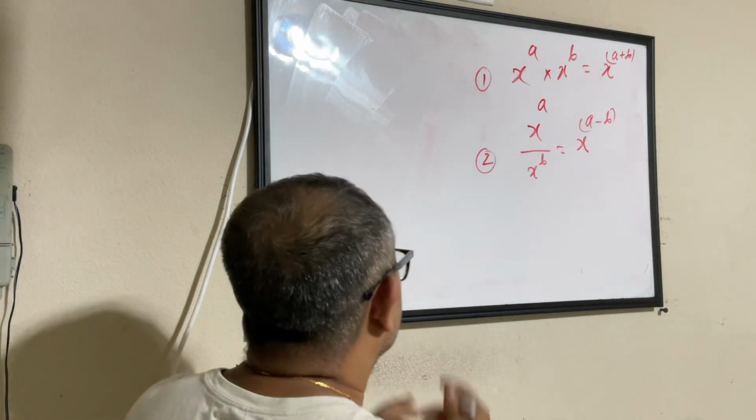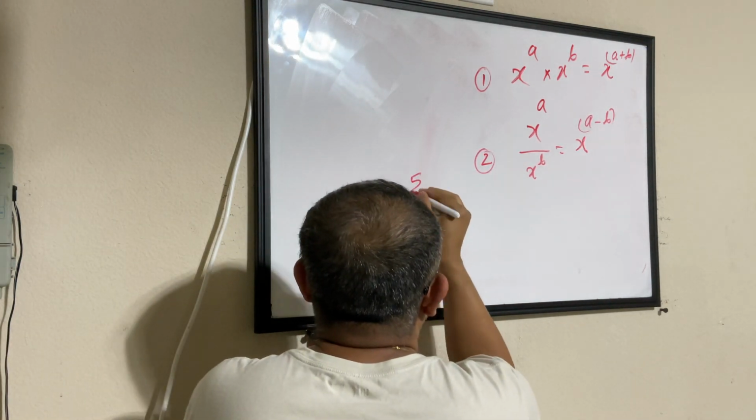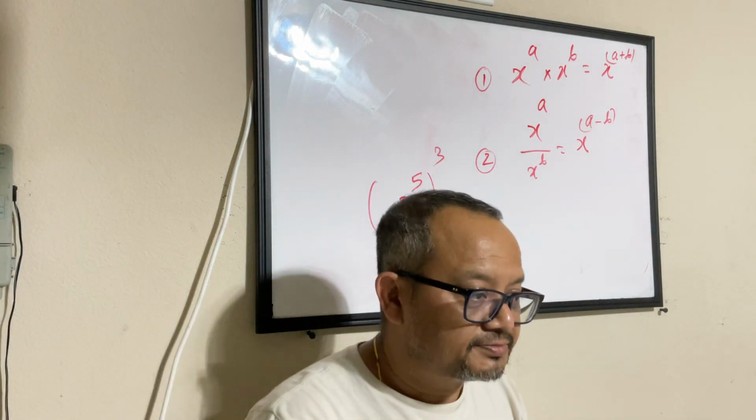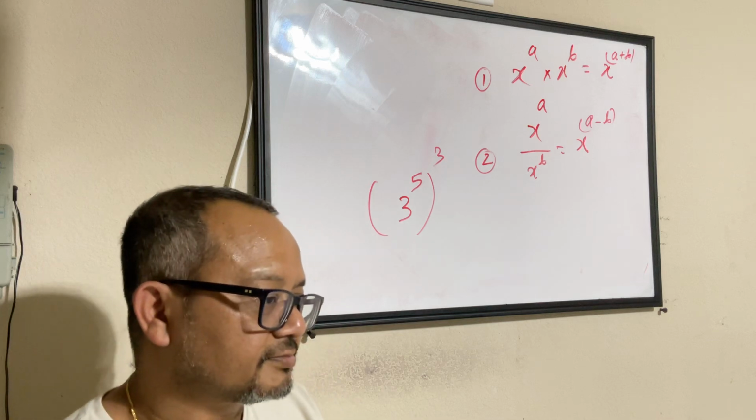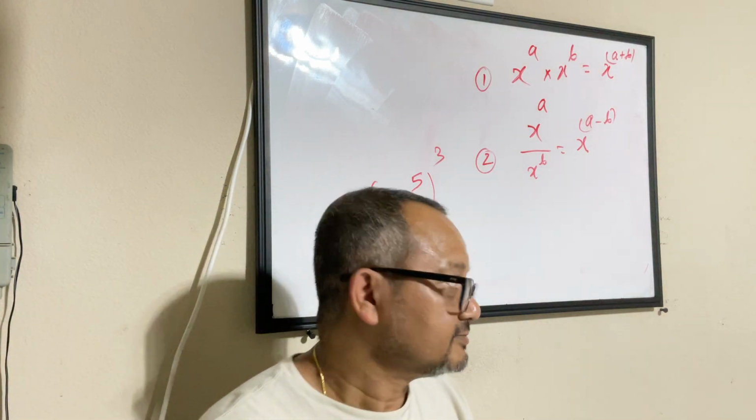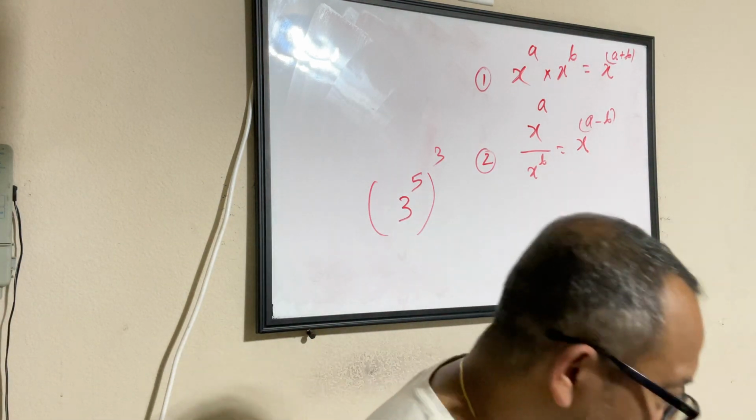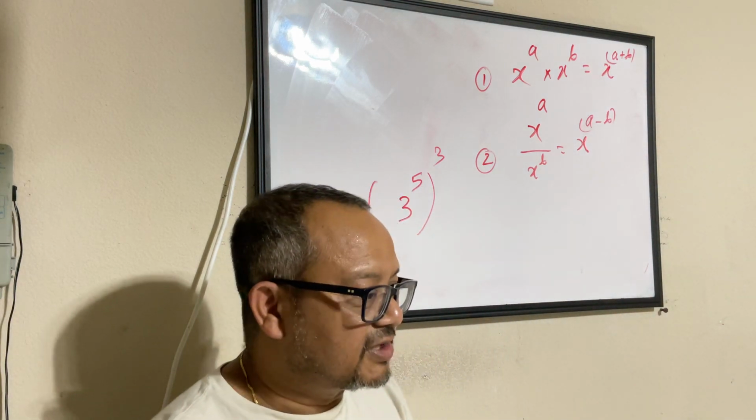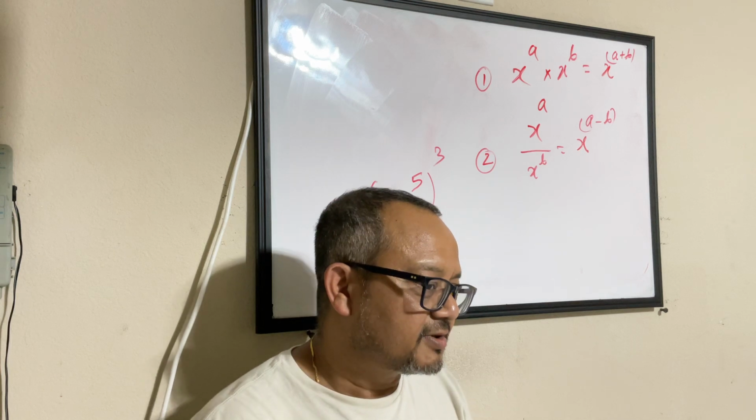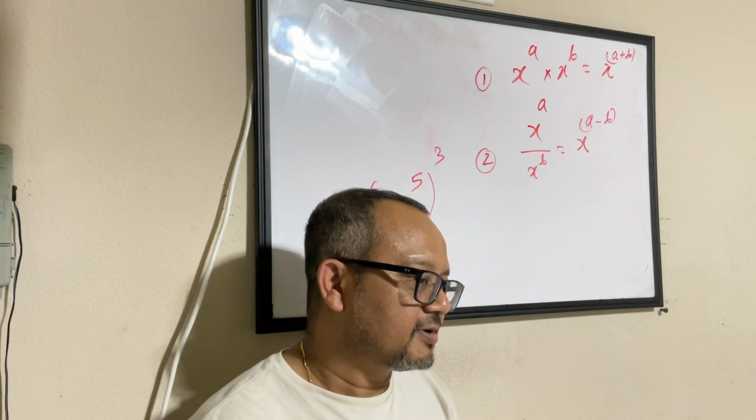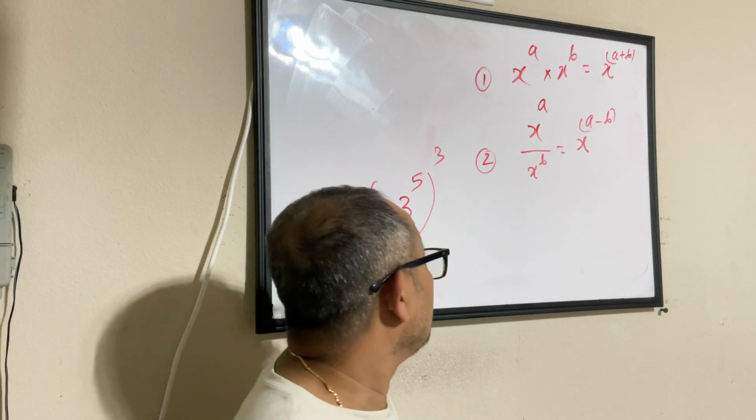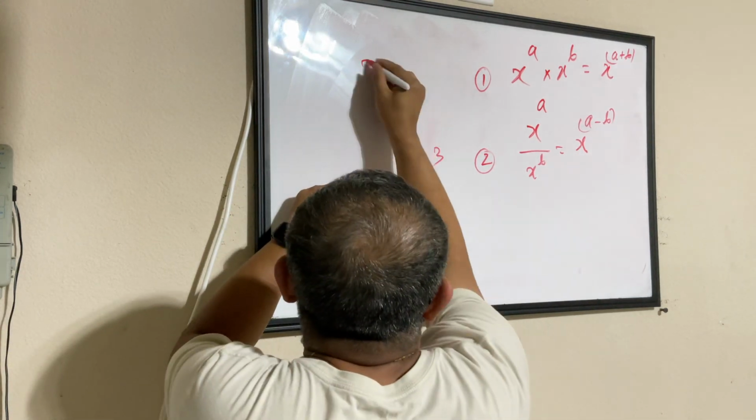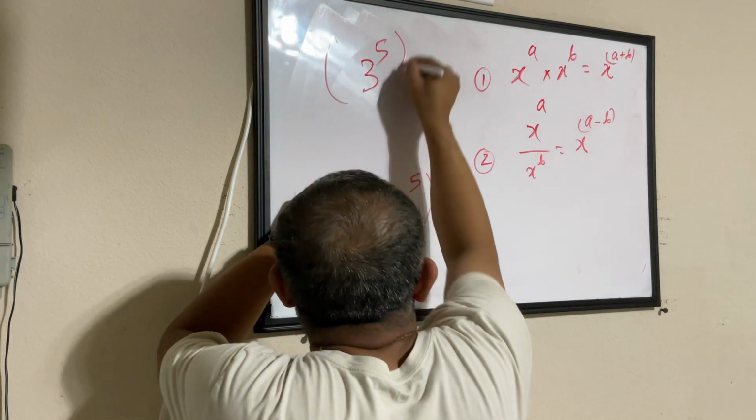So this is my second rule when it comes to exponents. Now, if I say 3 to the power 5 to the power 3, how much would that be? 3 to the power of 8. Okay, that's one answer. Let's see what Dikshita says. I will read it for you: this is 3 to the power 5 to the power 3.